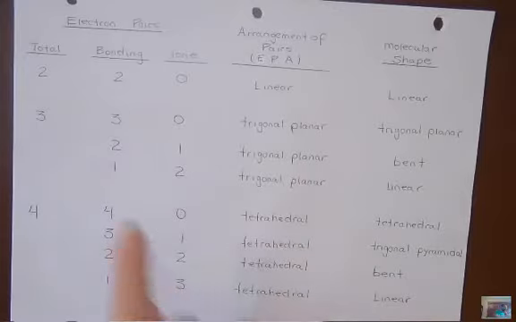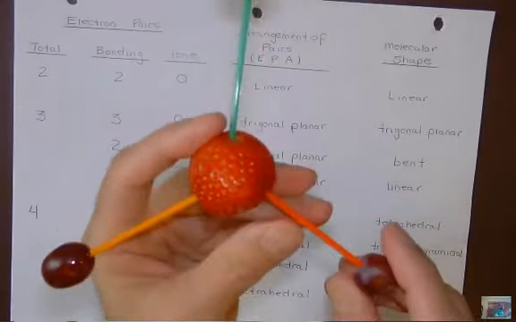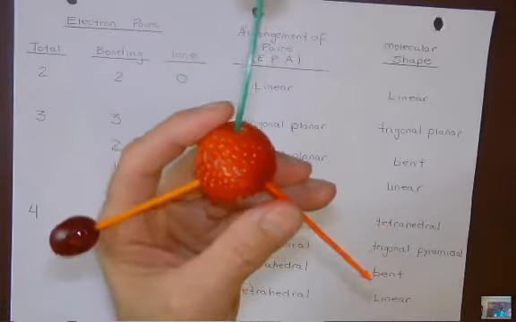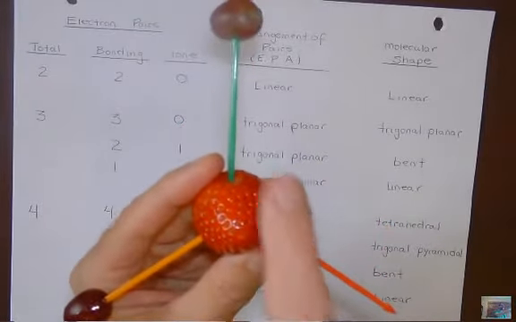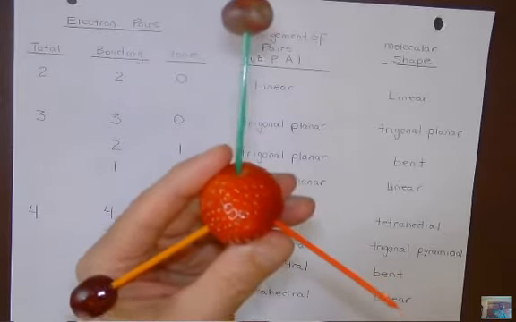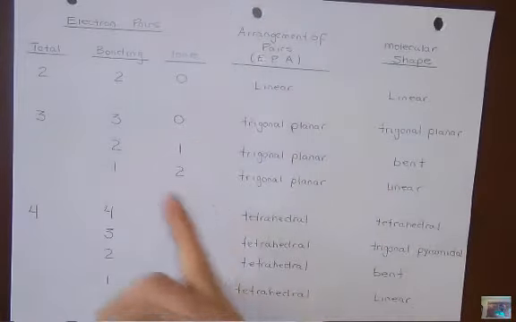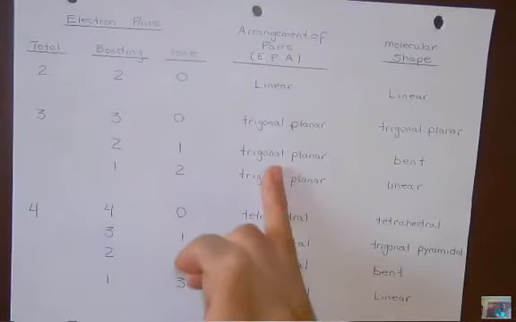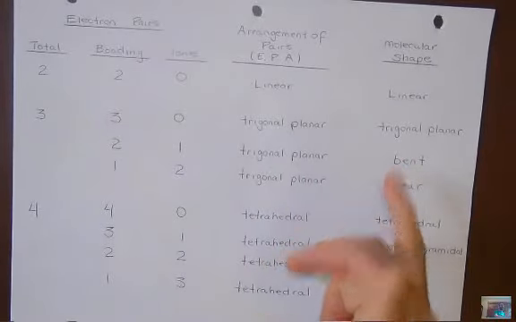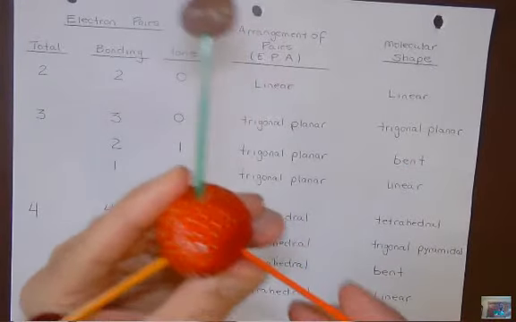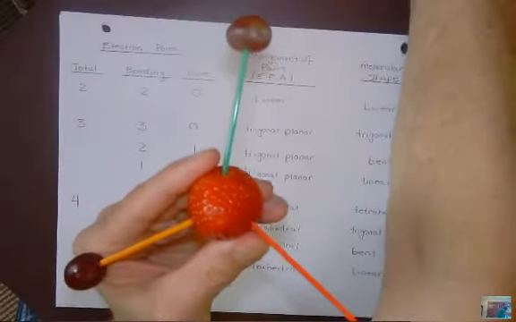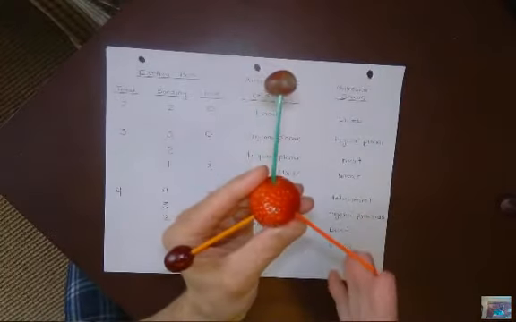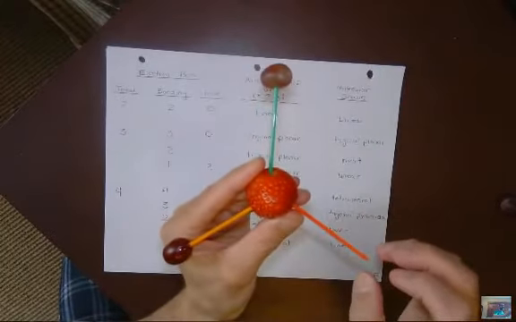Okay, what's the next one? Three total groups where two of them are bonding and one of them is a lone pair. Well, pop one of these grapes off. Now I still have three total groups, right? So the electron pair arrangement is still trigonal planar. But what would I call this shape? Because I don't see an atom out here. I don't see, there's no atom here. So I'd have to skip this atom down at the bottom.